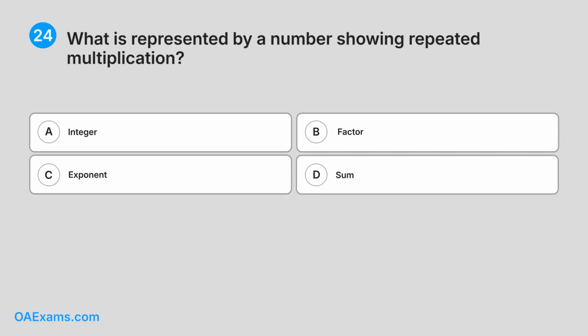24. What is represented by a number showing repeated multiplication? A. Integer. B. Factor. C. Exponent. D. Sum. Can you guess the answer?